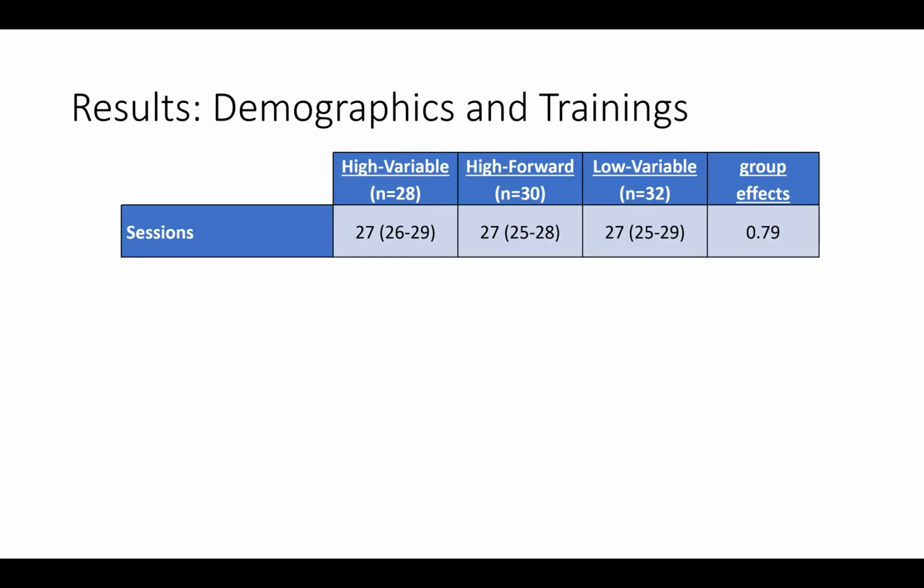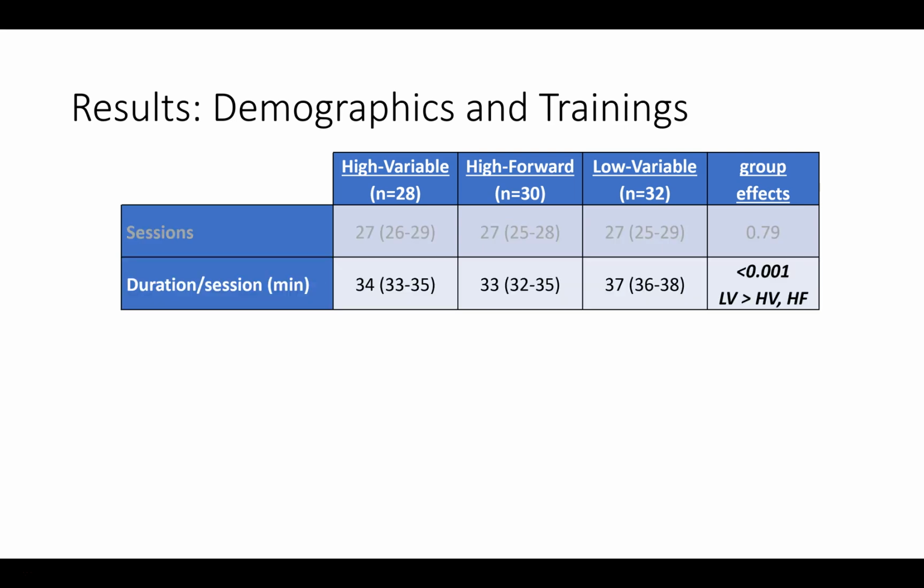In terms of the demographic and training attributes of our participants, there were no differences between the three groups in the number of sessions they completed. There was a difference in the number of minutes that they spent practicing the task of walking during each session. So if you remember, the goal was to get to 40. In this study, we found that the low intensity variable group was able to get the most practice, and that was significantly greater than either of the high intensity groups.